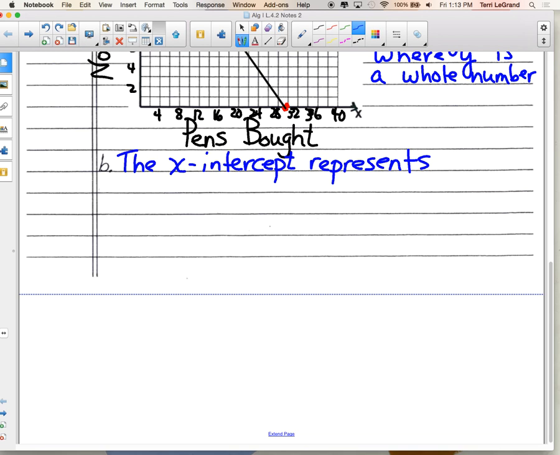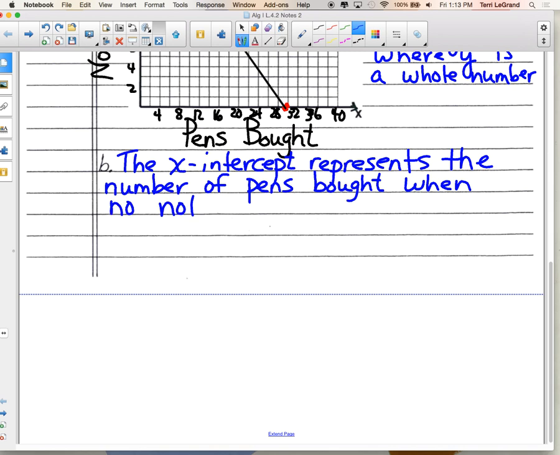Yeah, so it's the number of pens you can buy when you don't buy any notebooks. It represents the number of pens bought when no notebooks are purchased or bought, however you want to say it. But you need to relate it to the fact that our y value is 0. There are no notebooks being purchased.